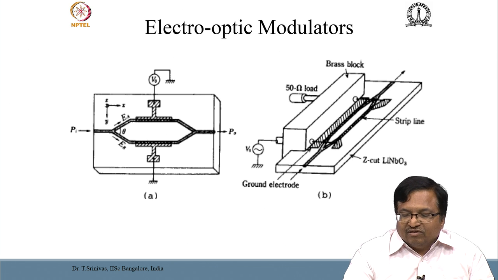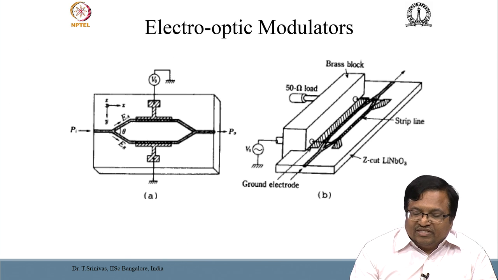So, typically these are made on lithium niobate, which is a very good electro-optic material, and you need a lot of other engineering like the matching of the electrodes, then the proper alignment of the electrode with the optical waveguide, and so on and so forth.